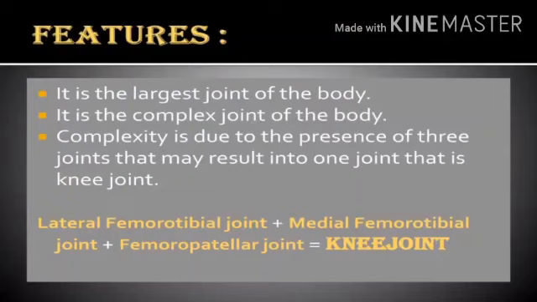tibia. Just like in the hip joint, we see that the head of the femur fits completely into the acetabulum of the hip bone, but the same does not happen in the knee joint. So what were those three joints? Lateral femorotibial joint plus medial femorotibial joint plus femoropatellar joint equals knee joint. So the knee joint is basically made up of three joints.